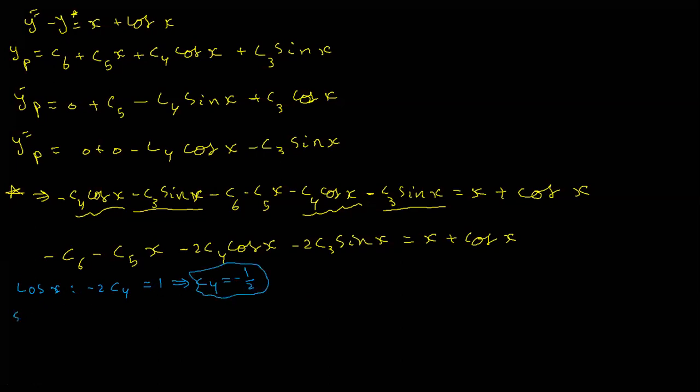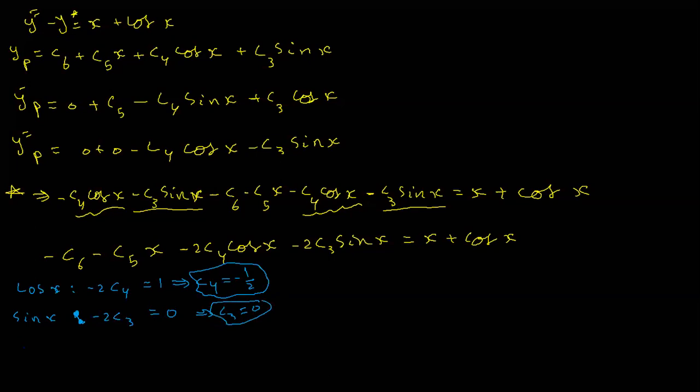Let me equate between the coefficients of sine x. In the left hand side, it is negative C3. In the right hand side, what is the coefficient of sine? 0. Let's see. 0. Great. So the C3 is 0. Great. We found C3.